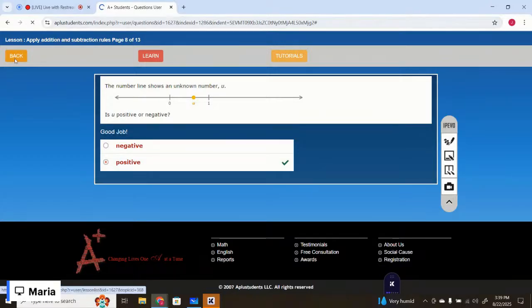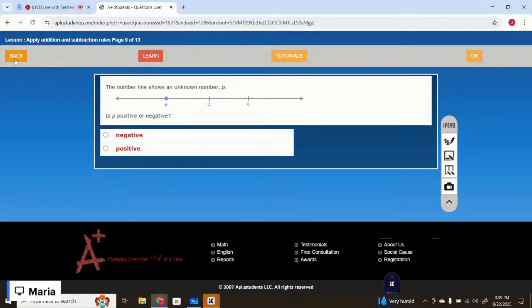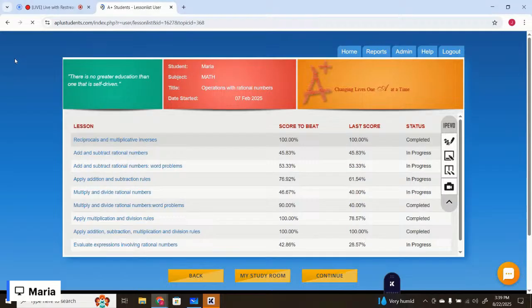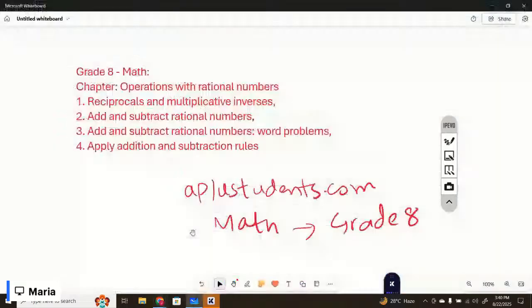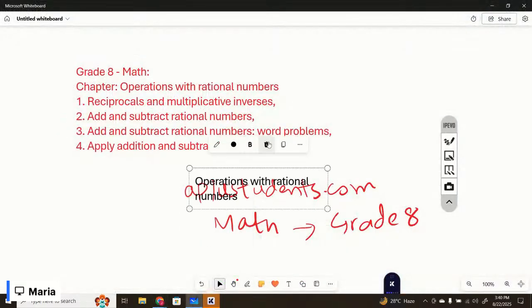Okay, you can complete the lesson by yourself later today. So we were working on grade 8 math. The chapter we were working on is operations with rational numbers. The lessons we have covered today are reciprocals and multiplicative inverses, add and subtract rational numbers, add and subtract rational number word problems, and apply addition and subtraction rules. So please make sure before the next session you complete all the practice questions for the lessons we just did. That is your homework until the next session.